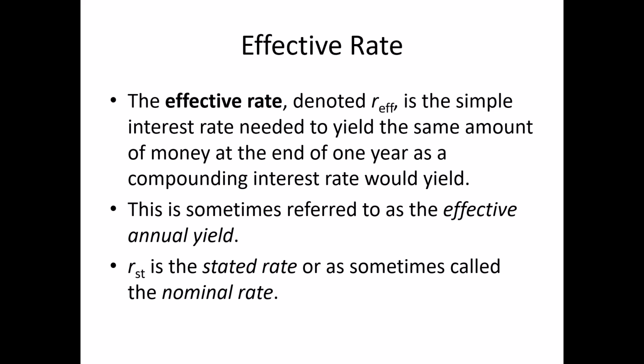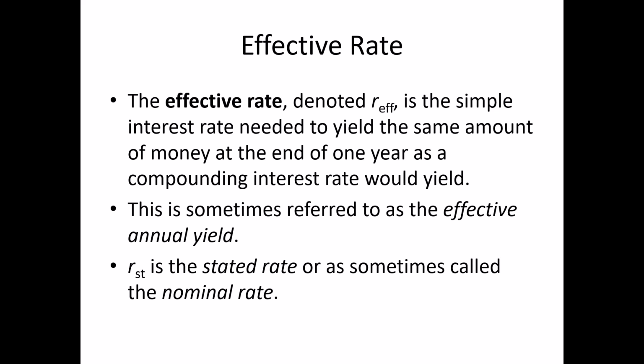The effective rate, which is normally denoted as R with the subscript of EFF, is the simple interest rate needed to yield the same amount of money at the end of 1 year as a compounding interest rate would yield. This is sometimes referred to as the effective annual yield.